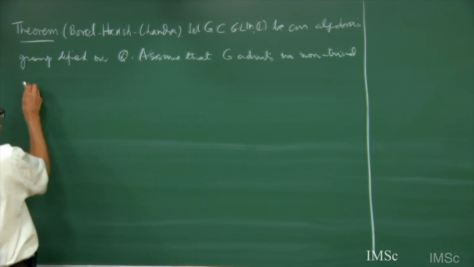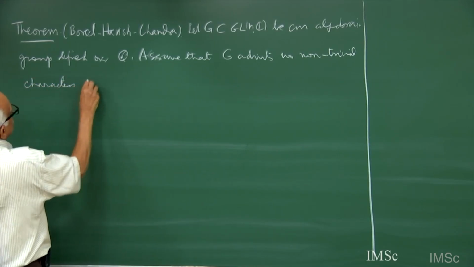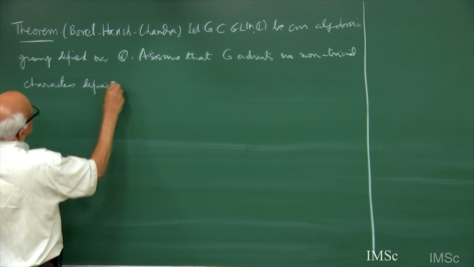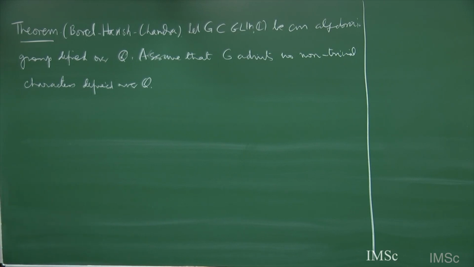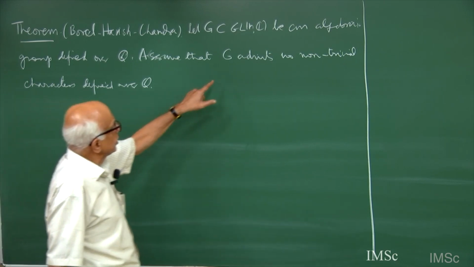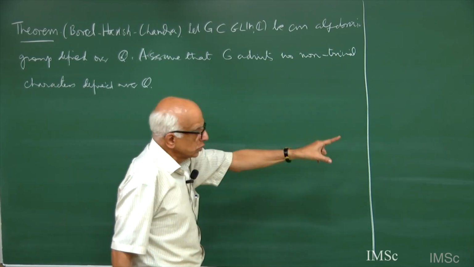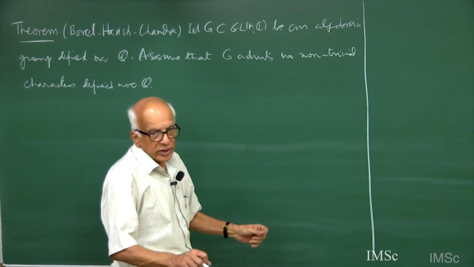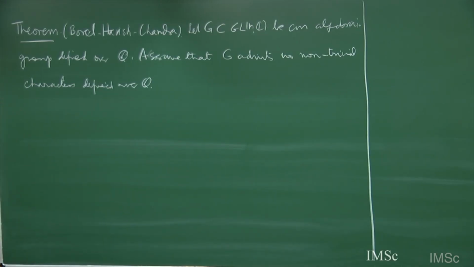Assume that G admits no non-trivial characters defined over Q. That means that there is no homomorphism of the group G into GL1 which is defined over Q, that is, no characters defined over Q.